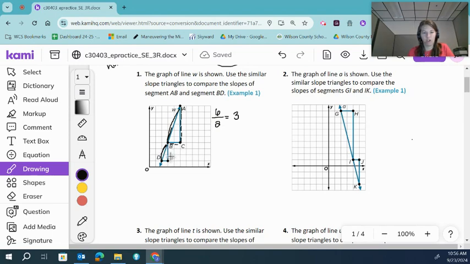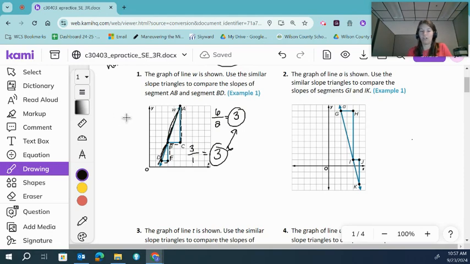So we're going to look at the vertical height between B and E, 1, 2, and 3, over the horizontal height, 1, 3 over 1, which also simplifies to 3. So you can see they are similar triangles because they both simplify to the same rate. This is the slope of the line. And you can recognize they're both the same, which shows the slope of this line is 3.